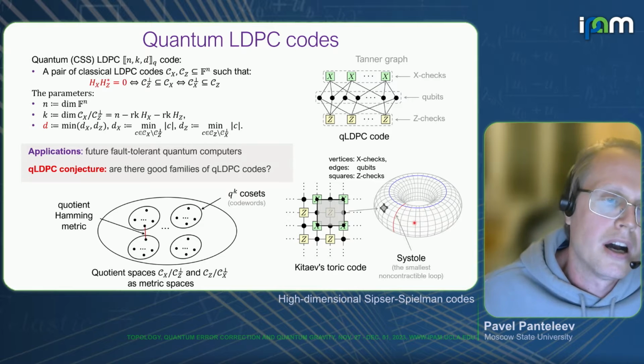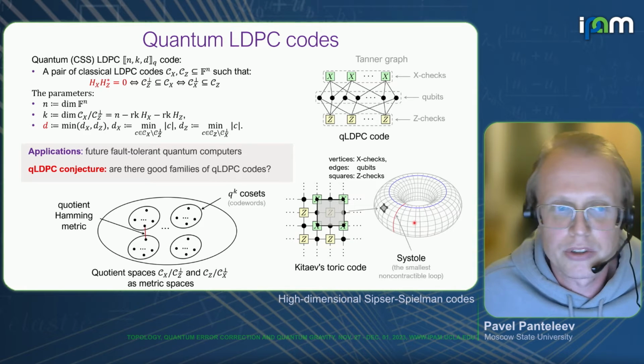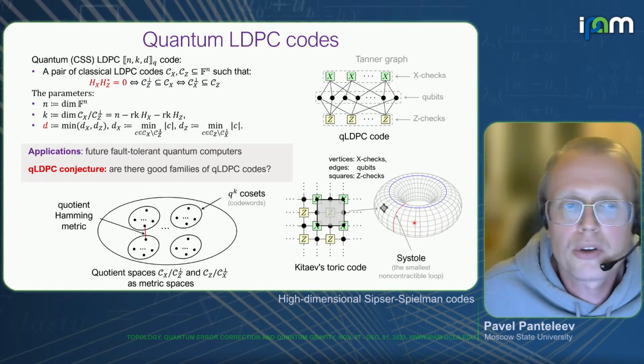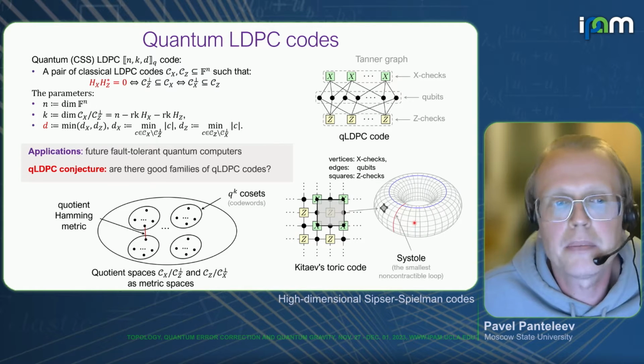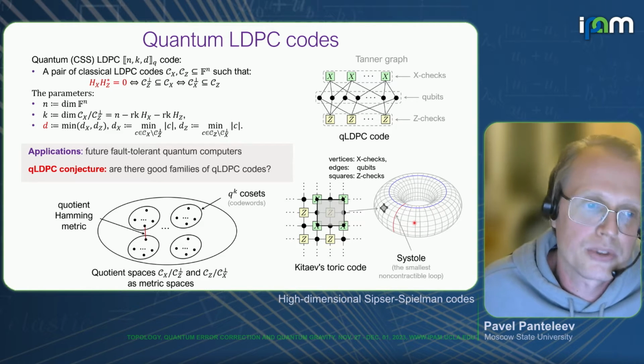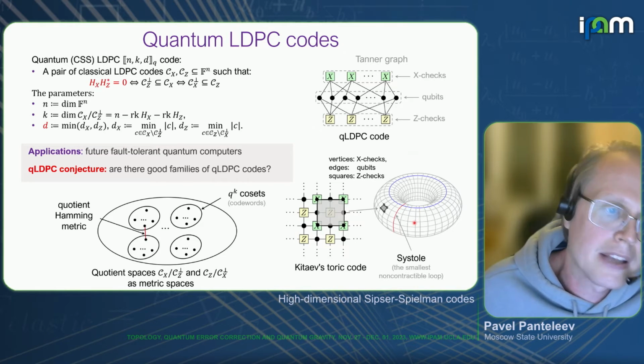Okay. What are applications of quantum LDPC code? So, mostly people think that they can be very useful to design future fault-tolerant quantum computers. And a long-standing conjecture in this area was the so-called qLDPC conjecture that asked whether there are any good families of qLDPC codes. And now we know that this conjecture is true.